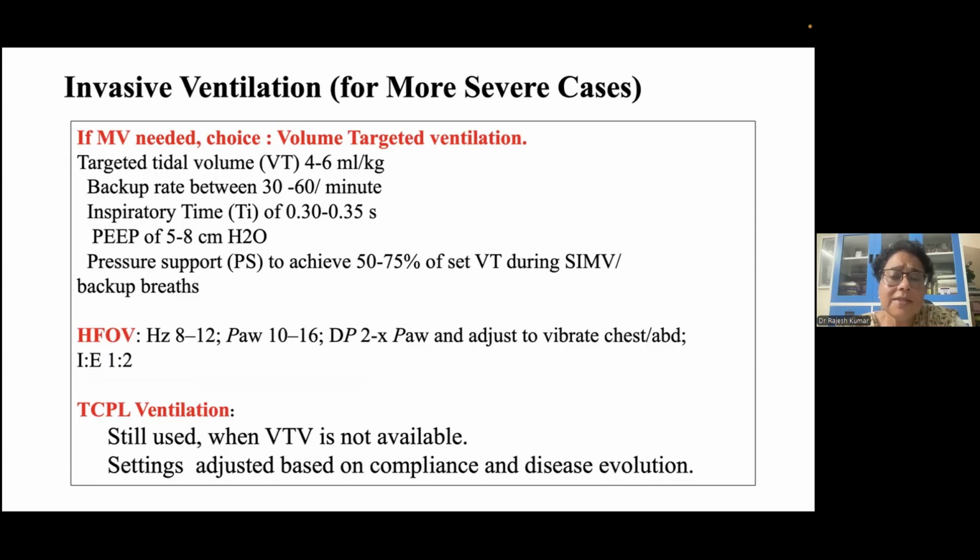ventilator-induced lung injuries. So the best method for ventilating at present time these babies who are having respiratory distress in the severe range is volume-targeted ventilation.